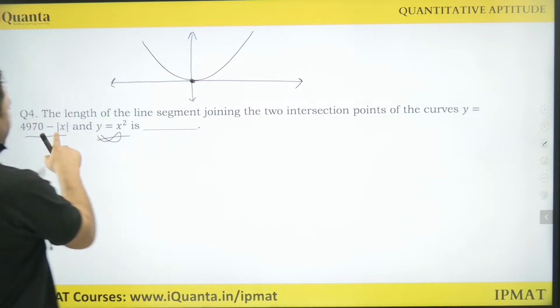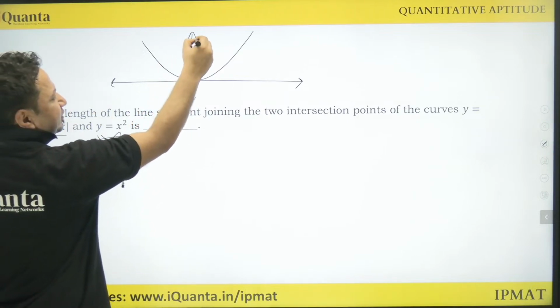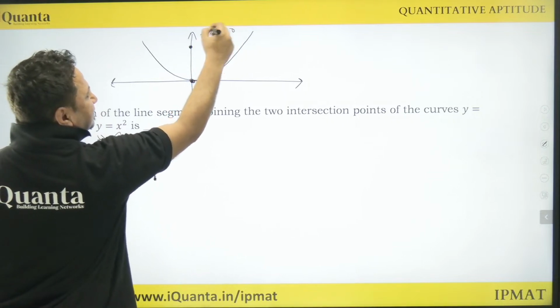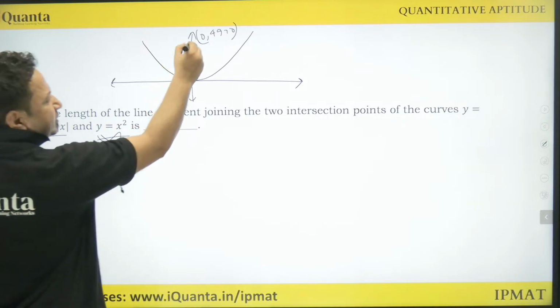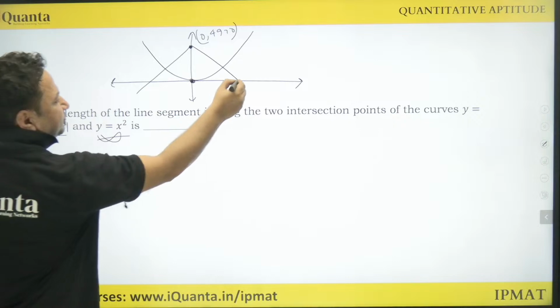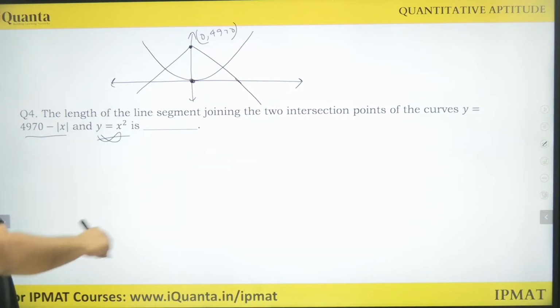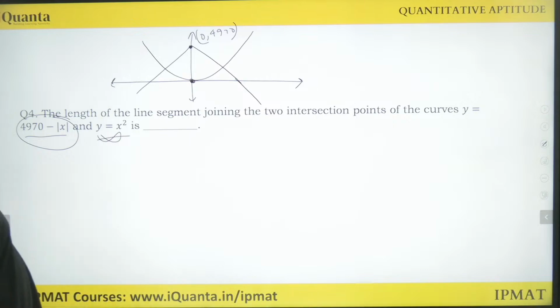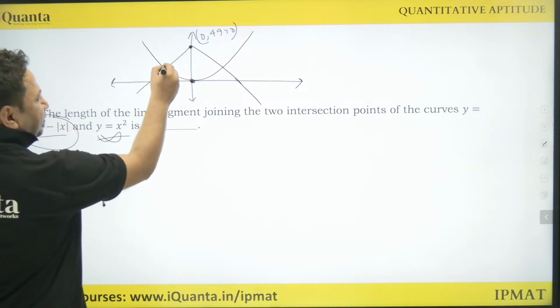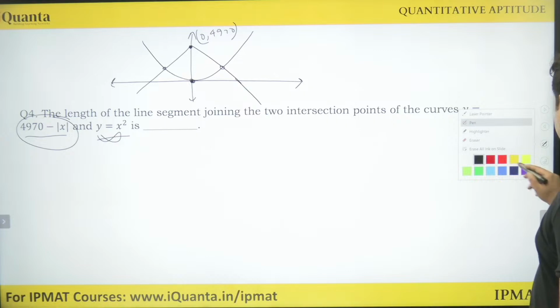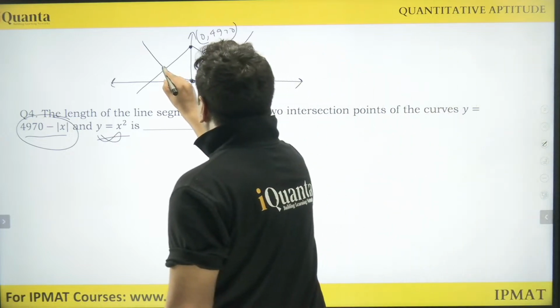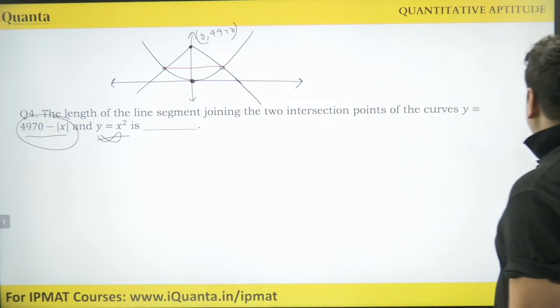So if I put x as 0, I'll get a point, this, which will be 0, 4970, and I keep on putting x equal to 1 or minus 1, 2 or minus 2, so I'll get this kind of line. So this will be the graph for 4970 minus mod x. I hope it is clear. Keep on commenting. All we have to do is find the length between these two intersection points. So graphically, I think now you can visualize it. We have to find the length of this red straight line.